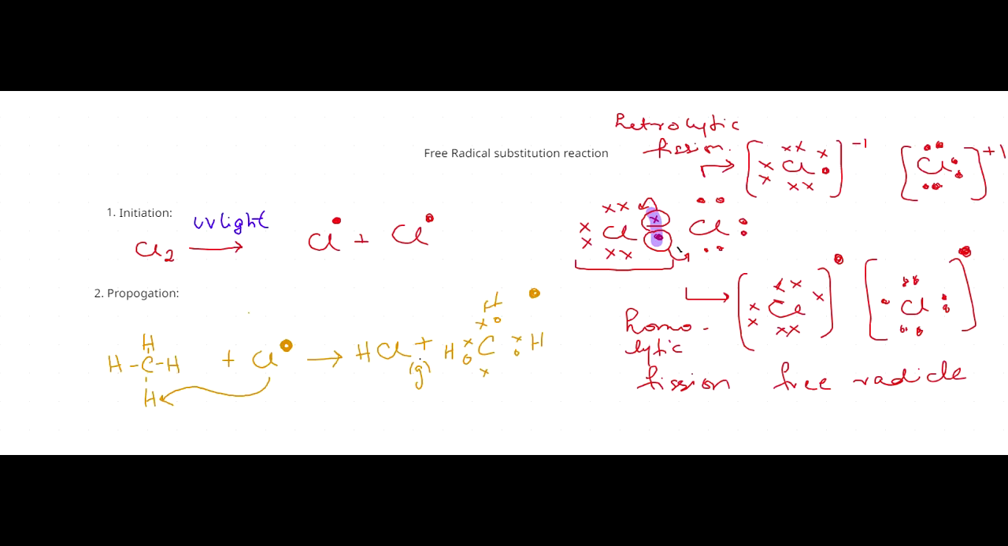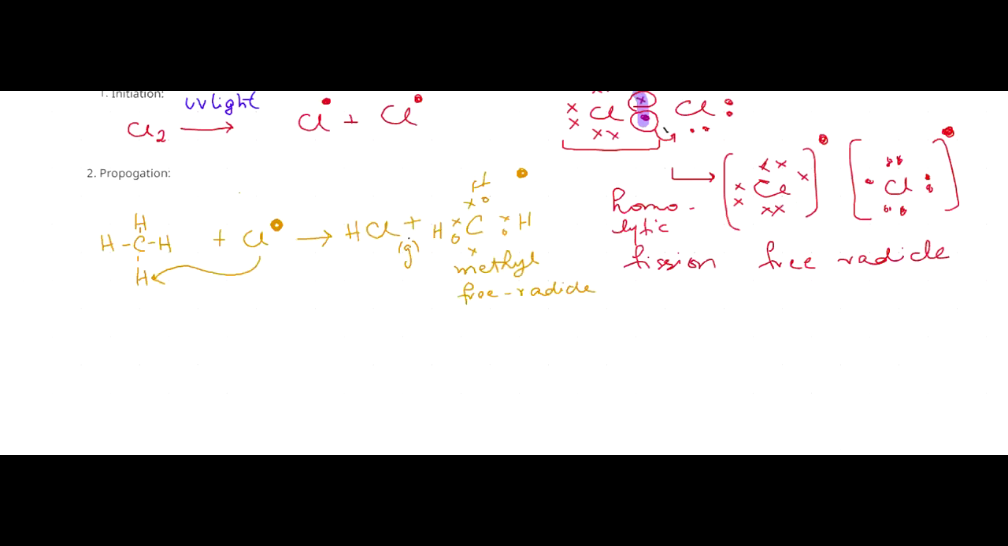So chlorine was a free radical. It attacked the molecule of methane. It stole the hydrogen from it and made HCl. But now the problem is that methane has one less bond. Carbon can have 4 bonds, but now carbon only has 3. So this is going to turn into a free radical. This is known as a methyl, we call it a methyl free radical. And this is propagation. So in propagation, the reactions continue happening.